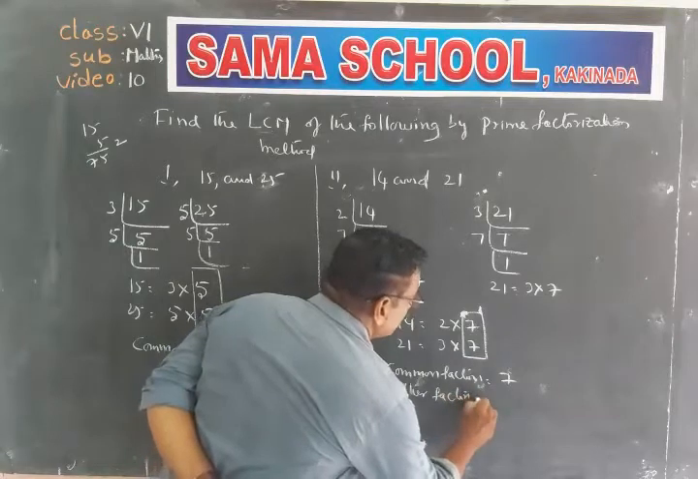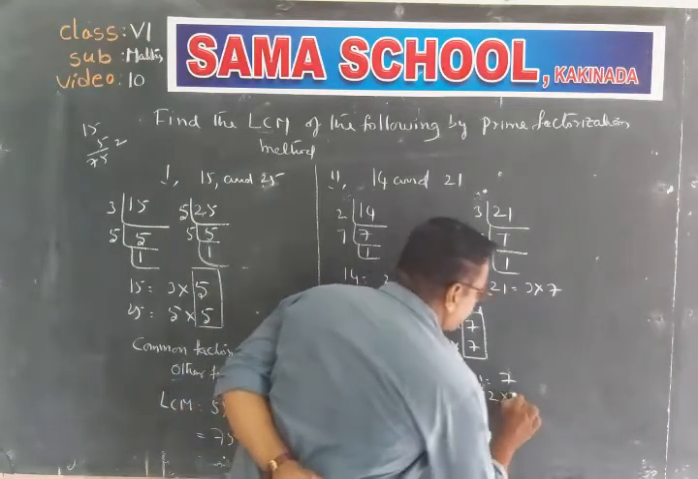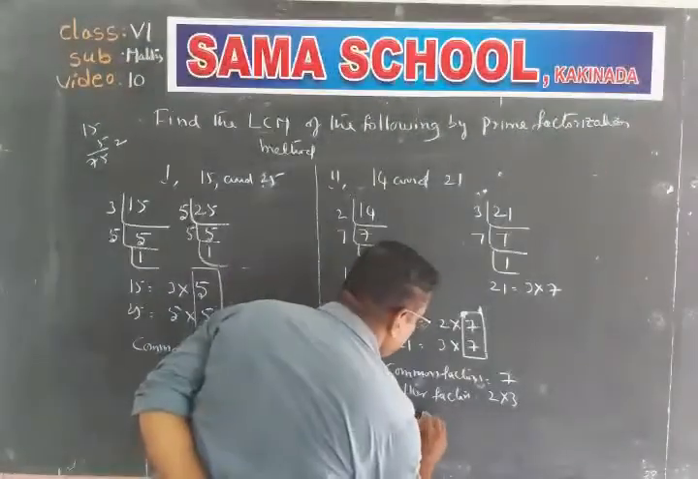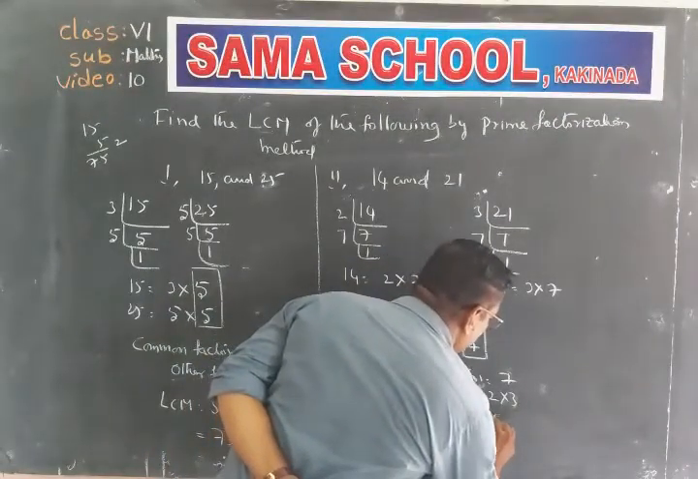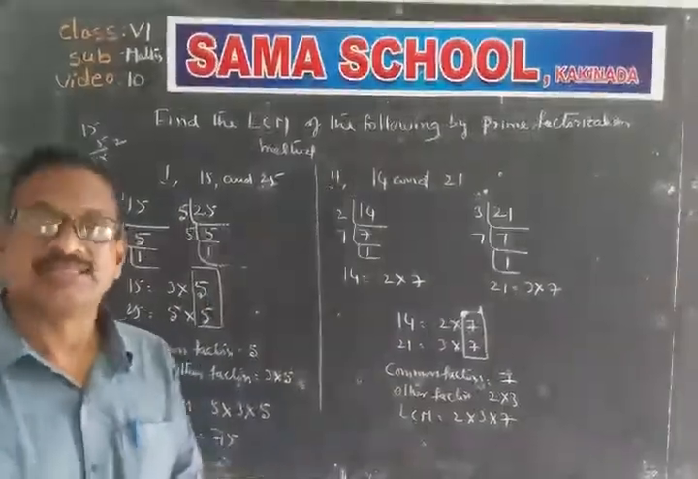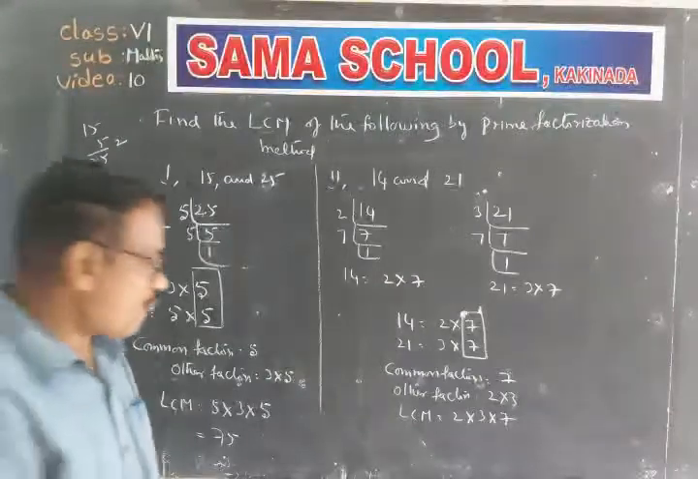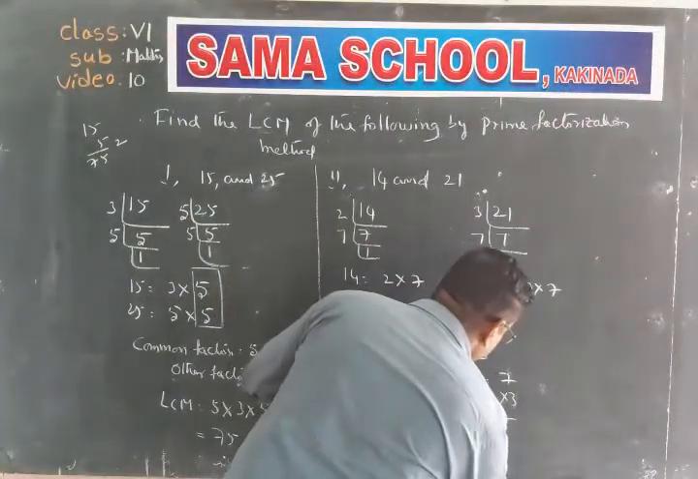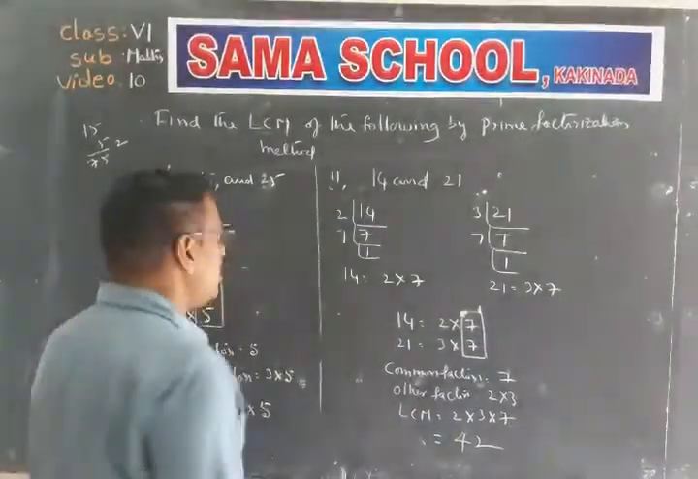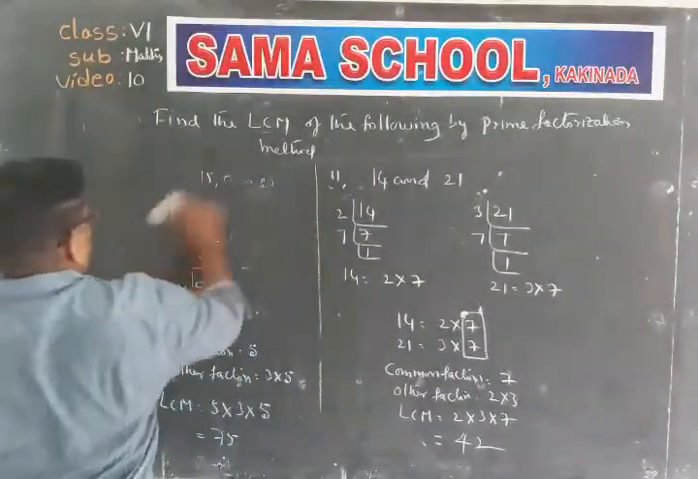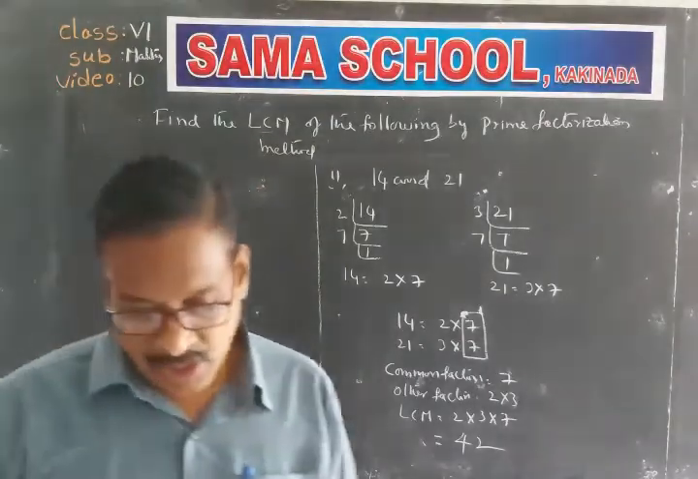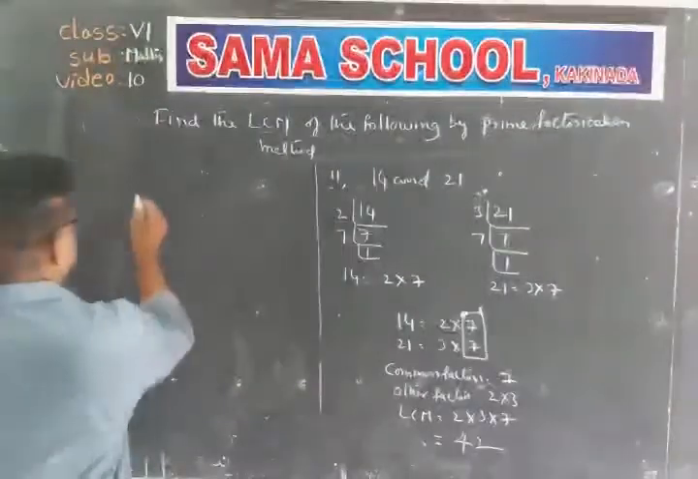The other factors are 2 into 3. What is the LCM? LCM is equal to 2 into 3 into 7. Okay, 2 3s are 6. 6 7s are 42. LCM is equal to 42. LCM means least common multiple. Okay. The next sum is 18 and 27.